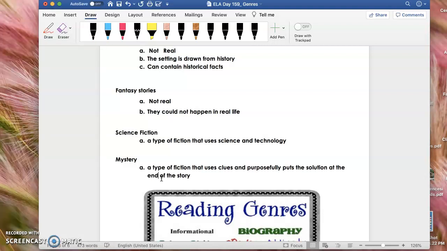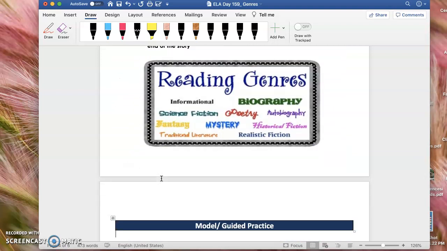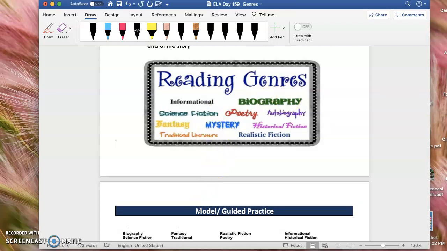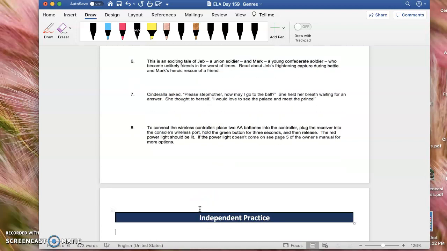of the story. Okay, and so when you look at these guys, all of these genres we pretty much talked about. We know poetry, we know informational, we know about science fiction, fantasy, realistic. The only ones we haven't really talked about is biography and autobiography, which are part of nonfiction, and that is something we're going to go over next week. Okay. So let's go ahead and begin.